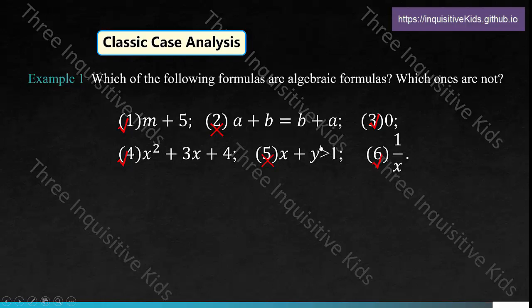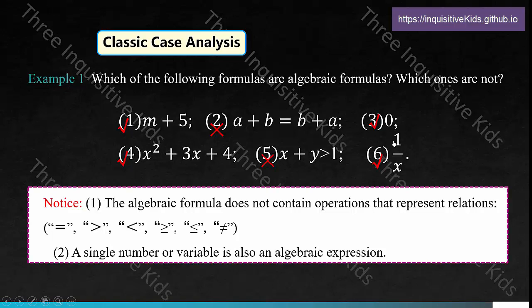6. 1 divided by x, yes, that is definitely an algebraic expression because it is connected with the symbol division between a number and a variable. Notice, the algebraic formula does not contain operations that represent relations such as equal sign, greater than, less than, greater or equal to, less than or equal to, or unequal to. And 2, a single number or variable is also considered an algebraic expression. These are two very important notes when we're learning about the concept of algebraic expressions.